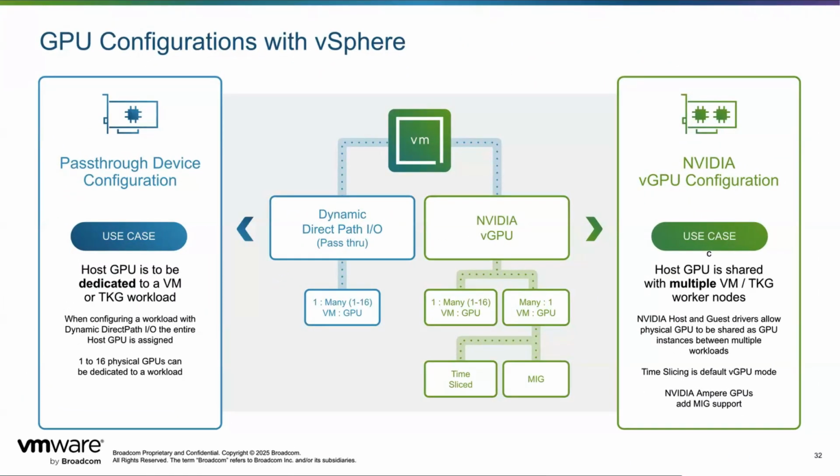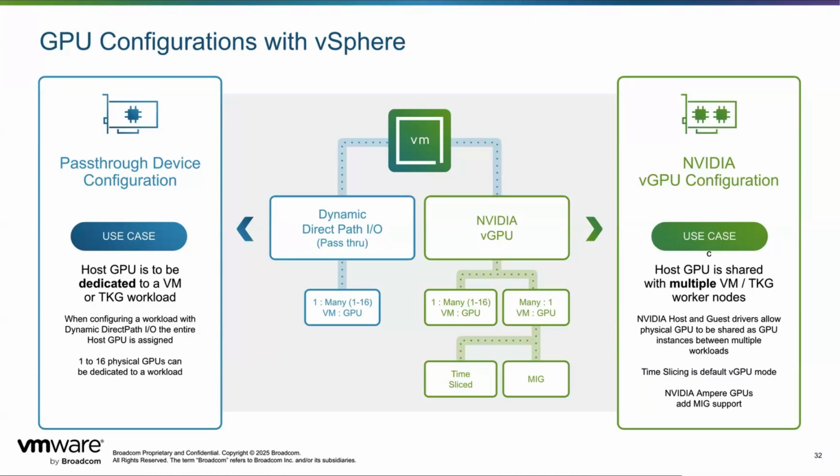So here are a few different types of configuration. There's one which is dynamic direct path I/O, which is effectively a type of pass-through where you can have one VM to many different GPUs. So this is VMware native. It's been around for a little while, but you can have up to 16 GPUs directly passed through to a virtual machine.